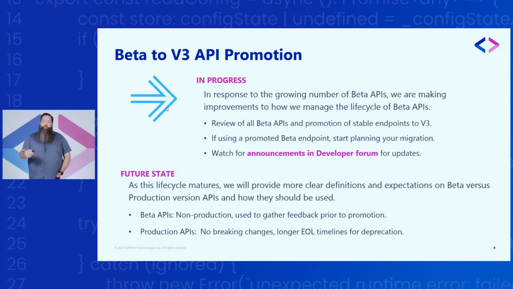And then as we get better at that lifecycle and we mature that process, we want to be able to provide you with some more explicit instruction on what to expect with the use of our APIs, the beta versus API promotion process. And through that, you'll get things like, we really want our beta APIs to be non-production use, to gather feedback through the promotion process prior to those APIs going live. And then for our production APIs, the existing contract will remain with no breaking changes, a longer end of life timeline for deprecation, and so forth.